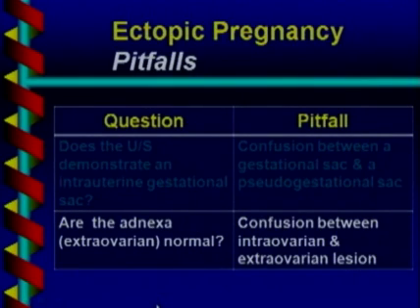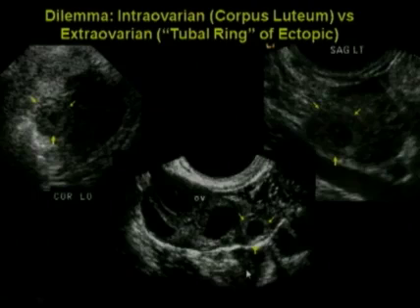Now, what about pitfalls of the second question? Are the adnexa normal? Here again, as I mentioned earlier, the potential pitfall is confusion between intraovarian and extraovarian lesion. And these are examples. Here are 3 women who had ultrasounds to rule out ectopic pregnancy. They had a positive pregnancy test, symptoms, and they had nothing in their uterus. And when we look in the adnexa, there's the ovary, and there's a lesion that looks like a tubal ring, but it's right up against the ovary.